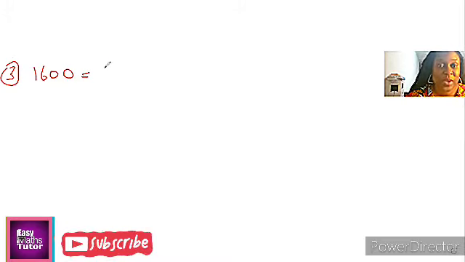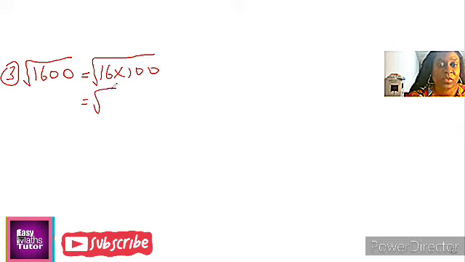Okay, so we're going to solve the third problem, which simply is 1600. So looking for factors of 1600, simple, all right? So let's say 16 times 100. So it's simple. We're going to find the square root of this number. And we know that the square root of 16 is 4. And the square root of 100 is 10.